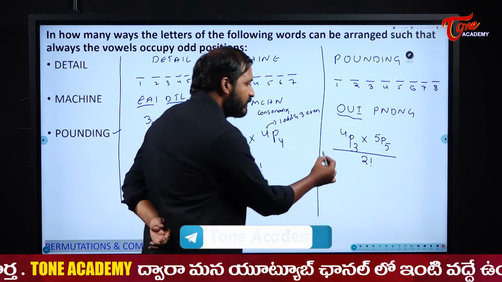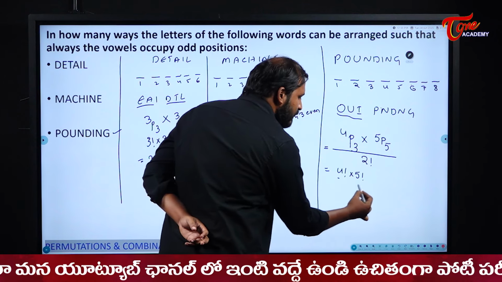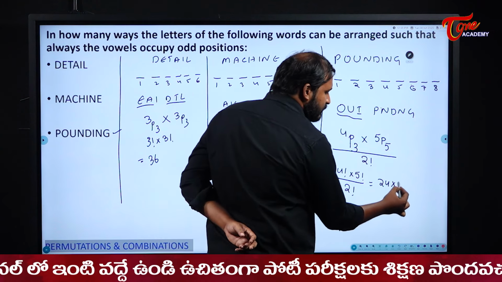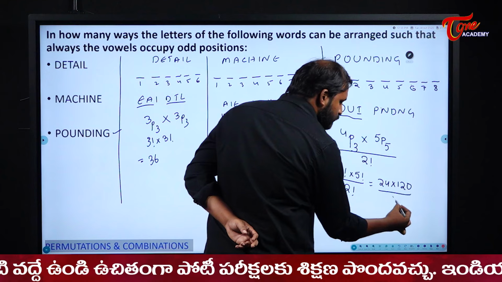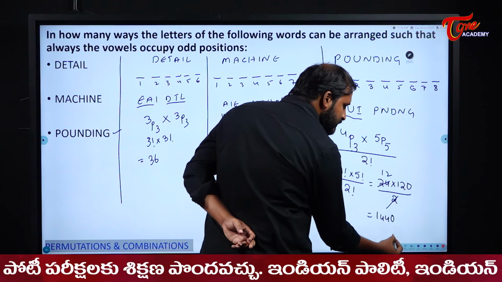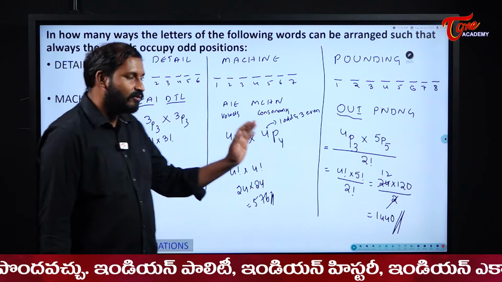Keep that thing in your mind. So now 4P3 means what? 4 factorial. 5P5 means 5 factorial by 2 factorial. We know that 4 factorial is 24, 5 factorial is 120 and 2 factorial is 2. So 2 ones are 2, 12 twos are 24. So this will become what? 1440 ways. That means we can arrange them in how many ways? 1440 ways.